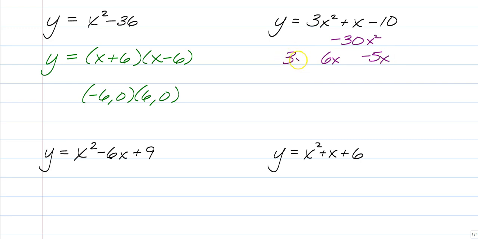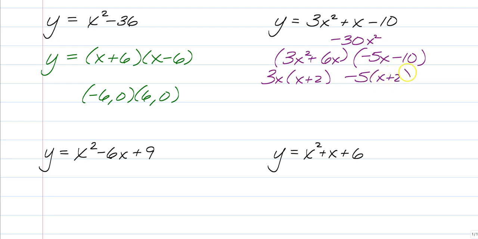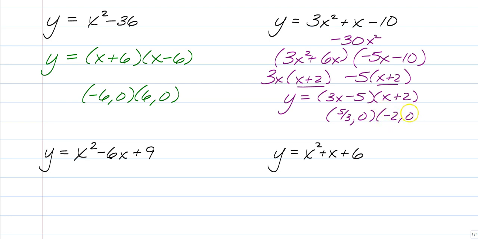Of course, you bring down your first term and bring down your last term and group those guys together. Factor out your GCF of 3x, leaving you with an x plus 2. Factor out your negative 5, leaving you with an x plus 2. We can see the insides are the same. So we just take our leading coefficients, make our own. So we have y is equal to 3x minus 5 and x plus 2, leaving us with intercepts of positive 5/3, 0 and negative 2, 0.